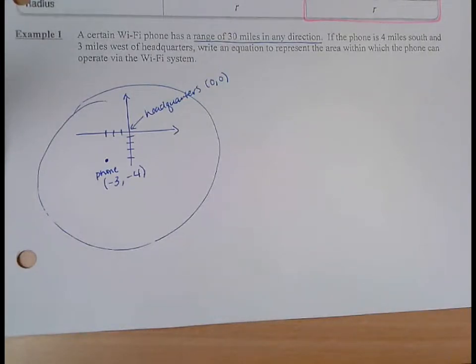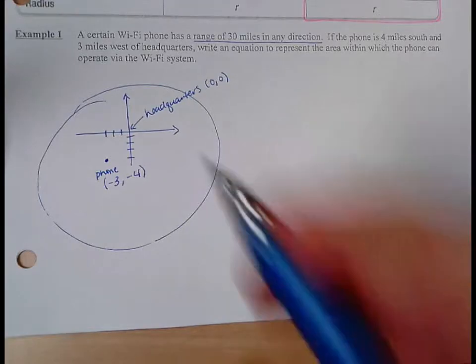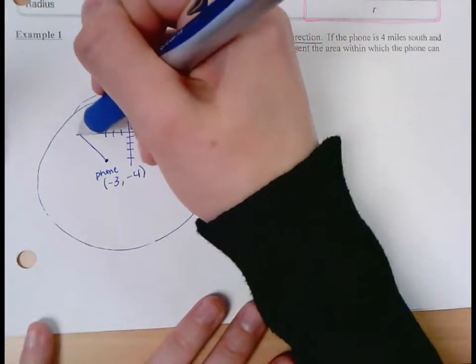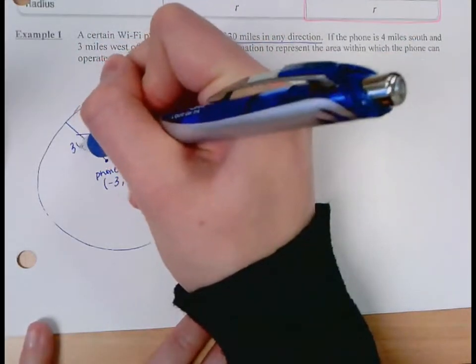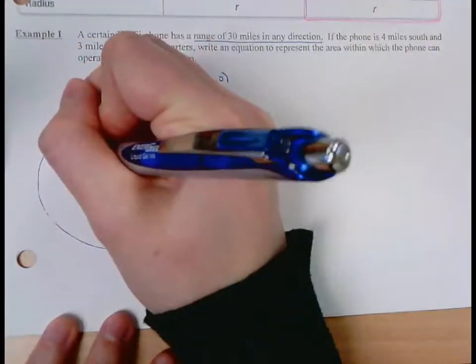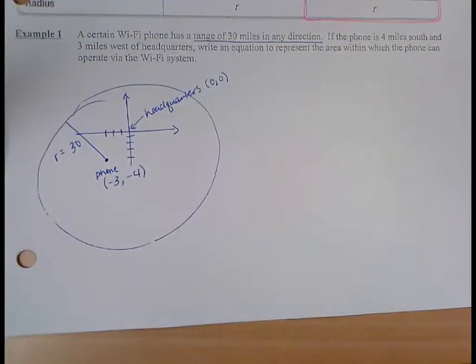So what part of the circle is the 30 miles? 30 miles then is the radius. So in any direction, that radius is 30 miles. And the phone then ends up being the center. So I have enough information to write the equation of my circle.